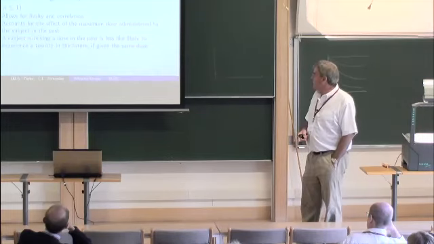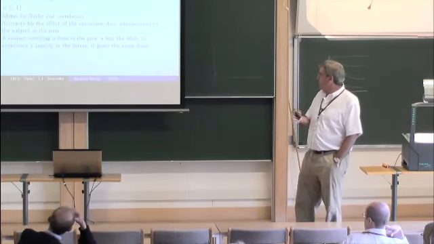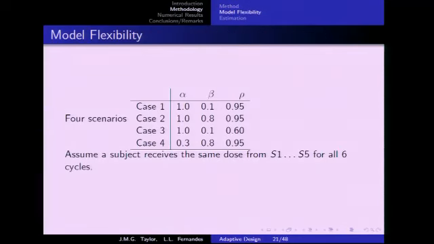Okay, so the alpha term controls the non-cumulative effect. The beta term controls the cumulative effect, and the rho deals with correlation and frailty. So that's the model we arrived at. And to demonstrate that it's got some flexibility to cover different types of situations, we're just going to look at 4 different scenarios, 4 different sets of values for these 3 parameters.